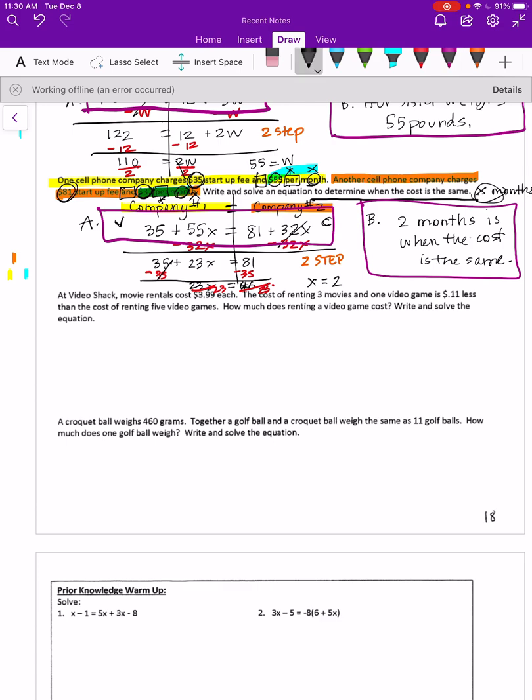So it says, at Video Shack, movie rentals cost $3.99 each. I'm just going to start with the $3.99 each. Okay, and then that's for a movie rental. The cost of renting 3 movies and 1 video game is going to be, equals, 11 cents less than the cost of renting 5 video games. How much does renting a video game cost?